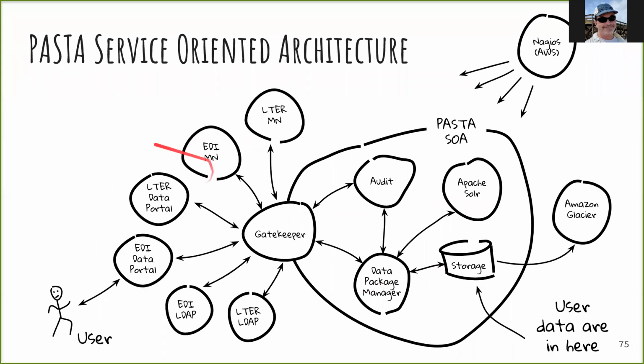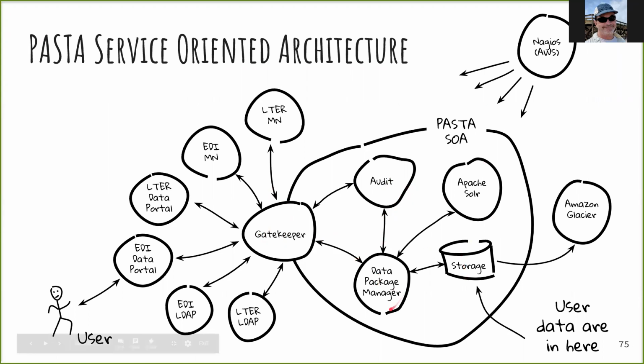As I mentioned earlier, you saw this diagram earlier, so there's a lot of interaction going on here. The 2 member nodes interact with PASTA, the portals, we have an LTER portal, an EDI Data Portal. We interact with 2 different LDAP systems, and our authentication system will be changing in the next year. And all that interacts directly through the gatekeeper, that public interface to PASTA, interacting with these internal services.